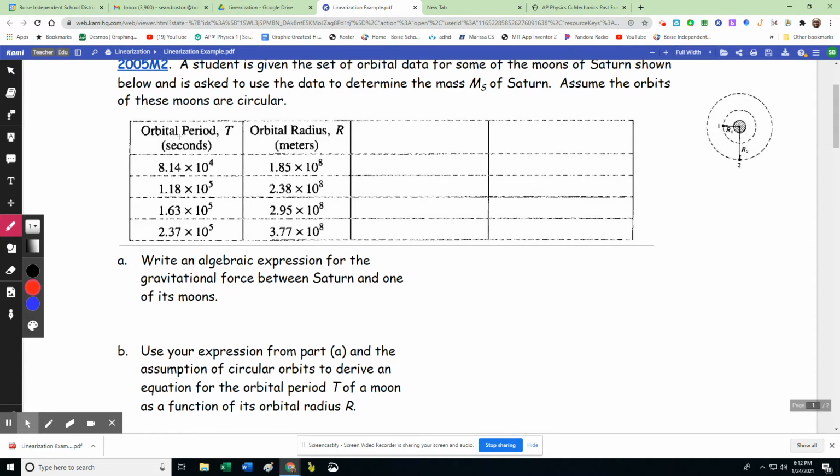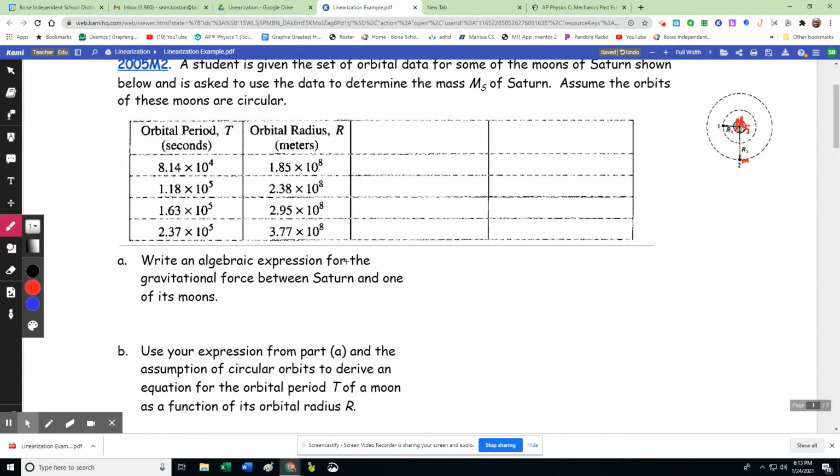Okay, so we're given the orbital period, how long it takes that moon to go around the planet, given in seconds. We have the orbital radius, r, given in meters here, and we anticipate we need to transform this data somehow. And here's a nice picture. This is the mass of Saturn, and we have all these little moons going around it. In our equation, one of these moons would be our lowercase m.